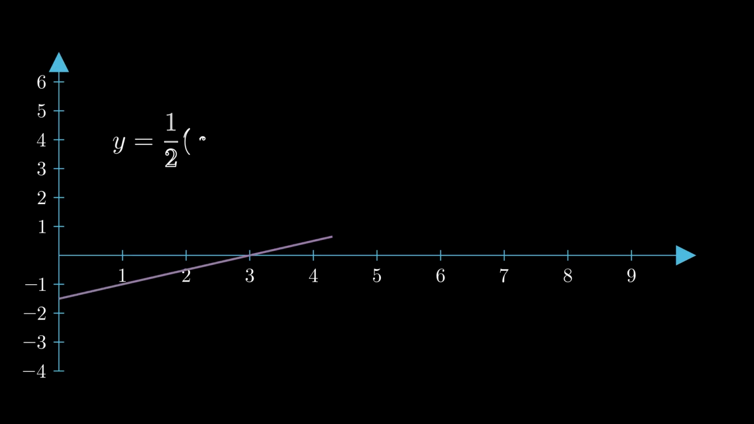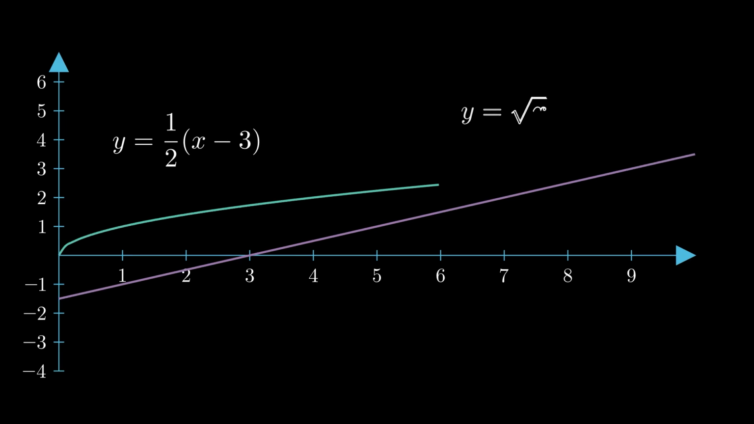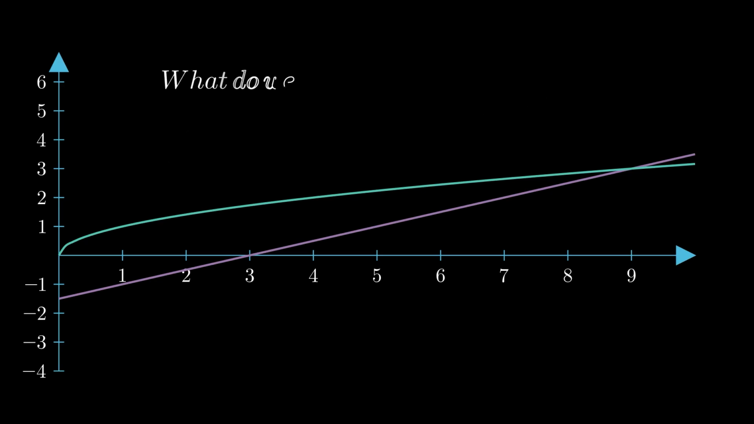Suppose you were given the following functions and you were asked to find the area between them. y equals 1/2 x minus 3 and y equals the square root of x. The first question you might ask, what do we do first?